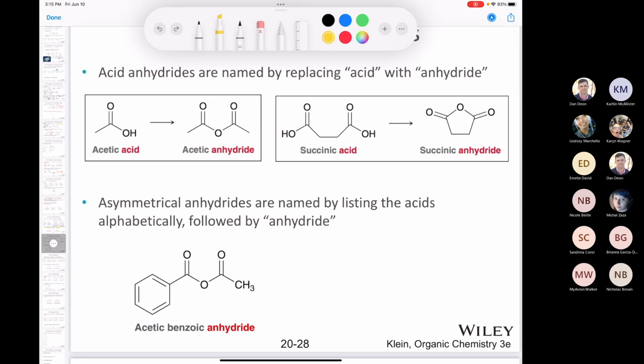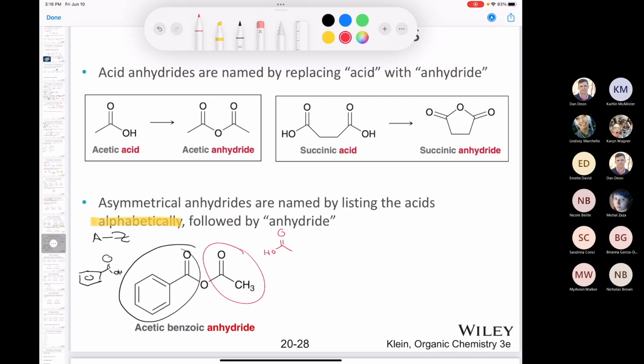asymmetrical? Well, in that case, you list the two acids in alphabetical order. So you put them in alphabetical order, A to Z. So this side would come from this acid, which would be benzoic acid. And then this side would come from acetic acid. And so you would call that acetic benzoic anhydride, right? You go from A to Z. All right. So there's that one.